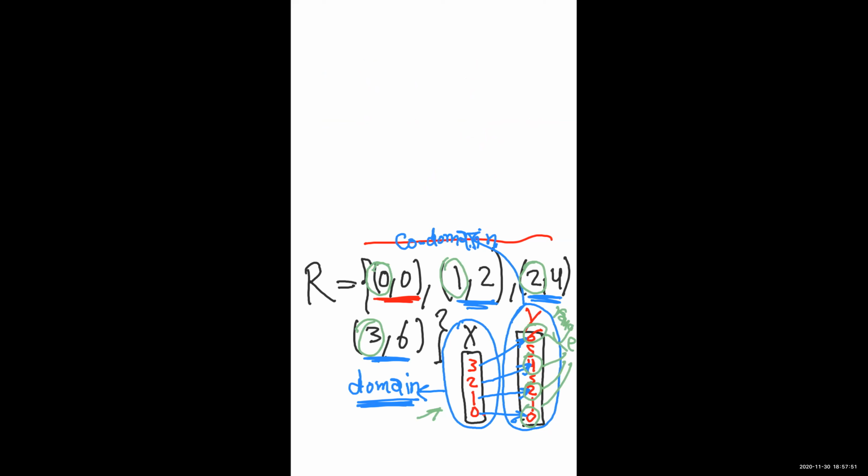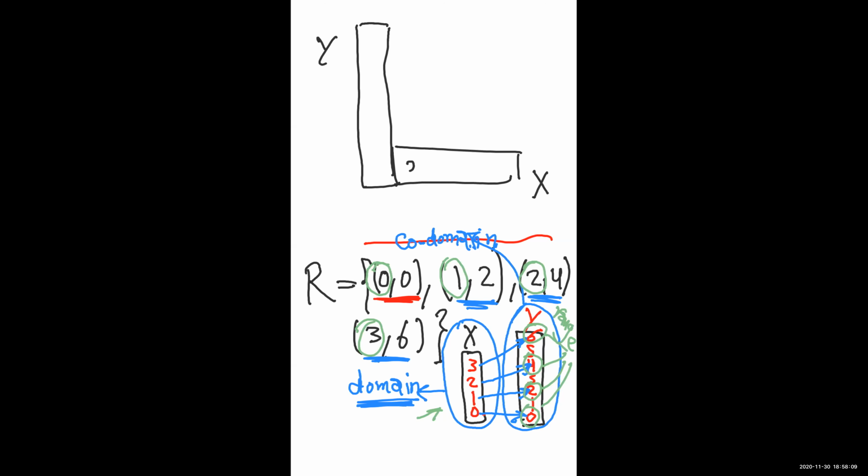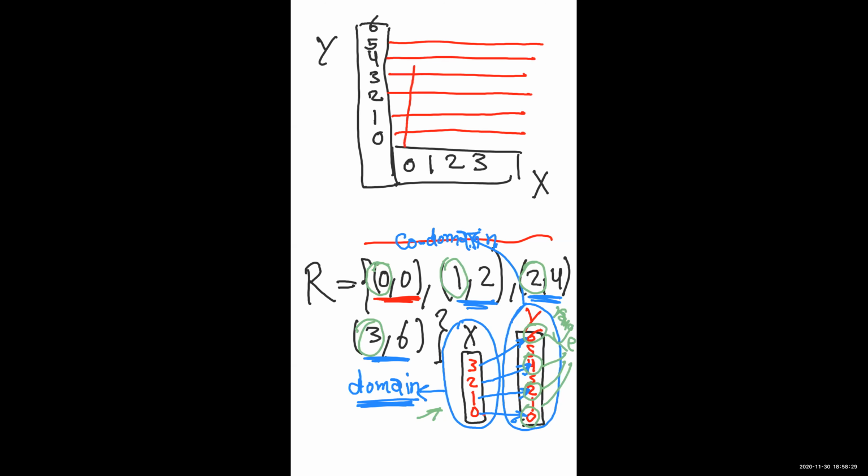Okay, so now for the Cartesian diagram, this one will be X and this one will be Y, like this. So what are the elements on X? It was 0, 1, 2, 3. And Y is 0 and 1 and 2 and 3 and 4 and 5 and 6. Okay, now draw the perpendicular net, which is horizontal lines from these elements of Y and vertical lines from the elements of X, like this.